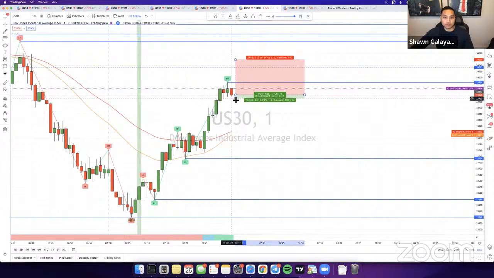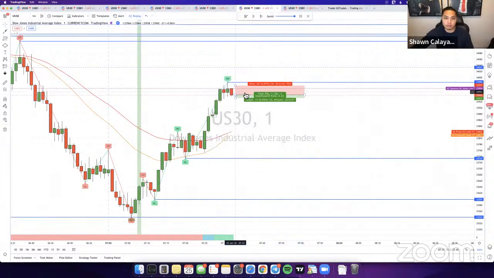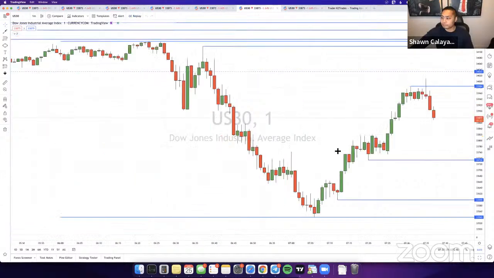And then unfortunately it did spike to the upside. But as you can see right here, let me just show you real quick. See how small our range is? Any push to the upside right here can easily just hit our stop loss. And that's basically what happened. So it is what it is. Move on to the next one.